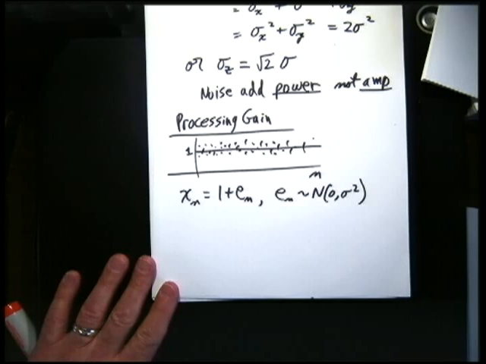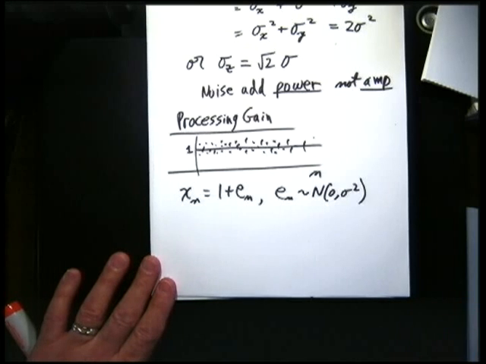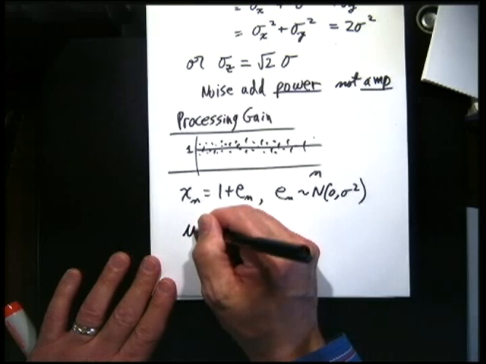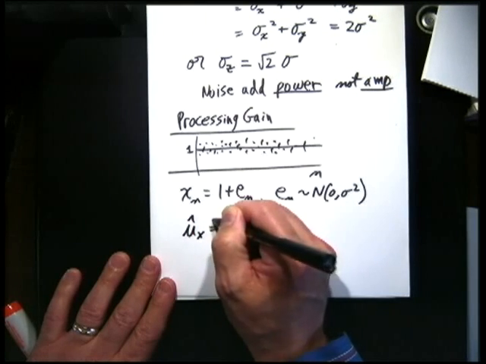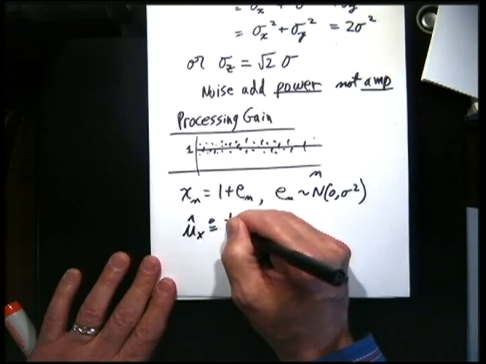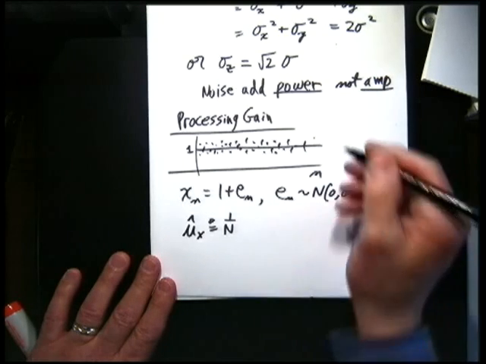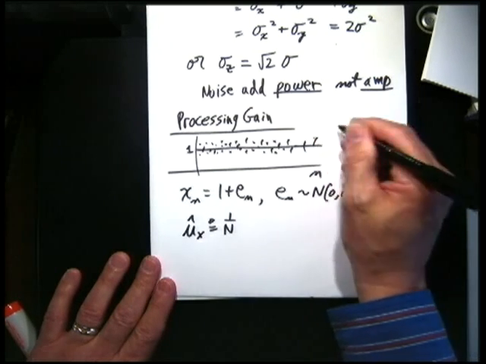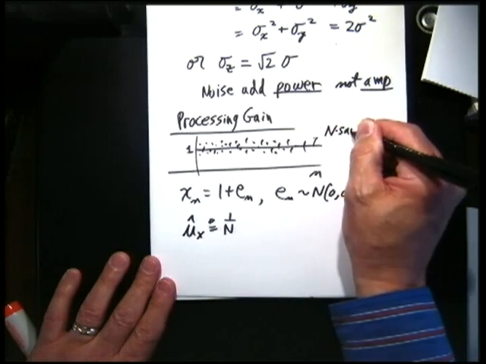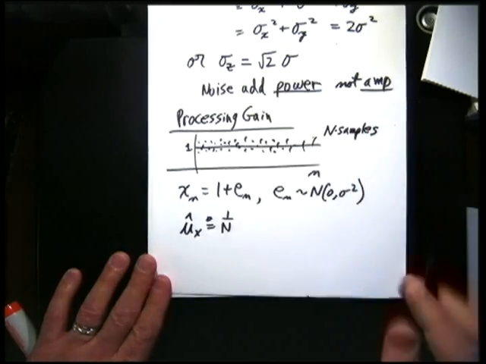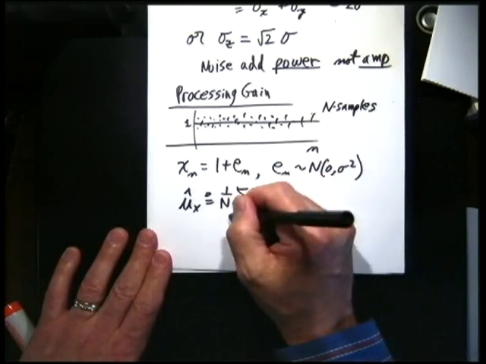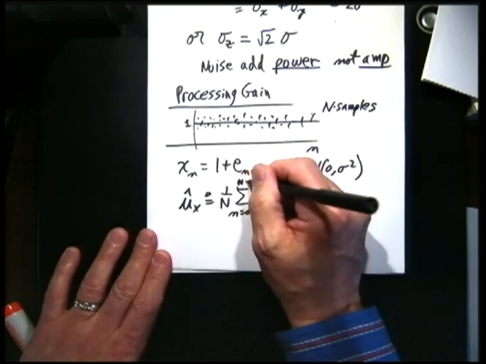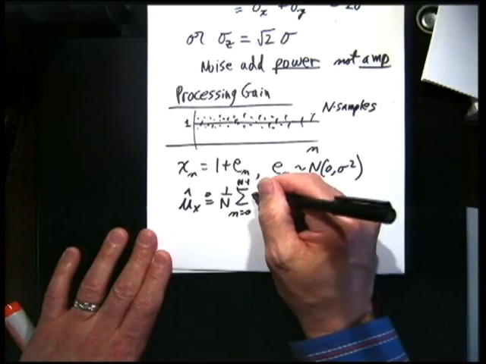If we want to estimate, let's say we know it's a constant in the presence of noise, and so we know that we can estimate it by averaging. So we can say, let's call it mu hat sub x is by definition 1 over n. So we always have some finite data record. Let's say we have n samples here. So 1 over n times the sum from little n equals 0 to n minus 1 of x of n.